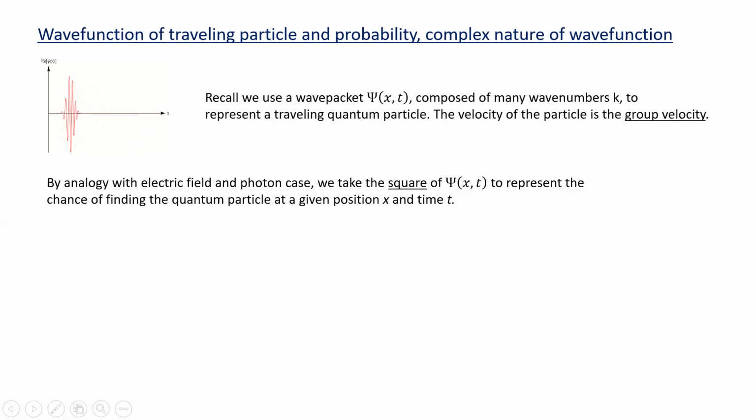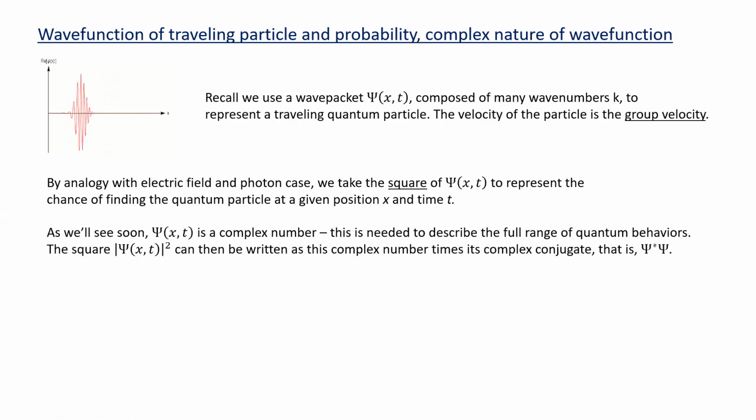By analogy with the electric field and photon case we just looked at in the two-slit experiment, we take the square of this guiding wave, psi, to represent the chance of finding the quantum particle at a given position x at a time t. For example, as this packet moves across, the wave function is greater in the center, so there'd be a greater chance of finding the particle in the center of the wave packet than on the sides.